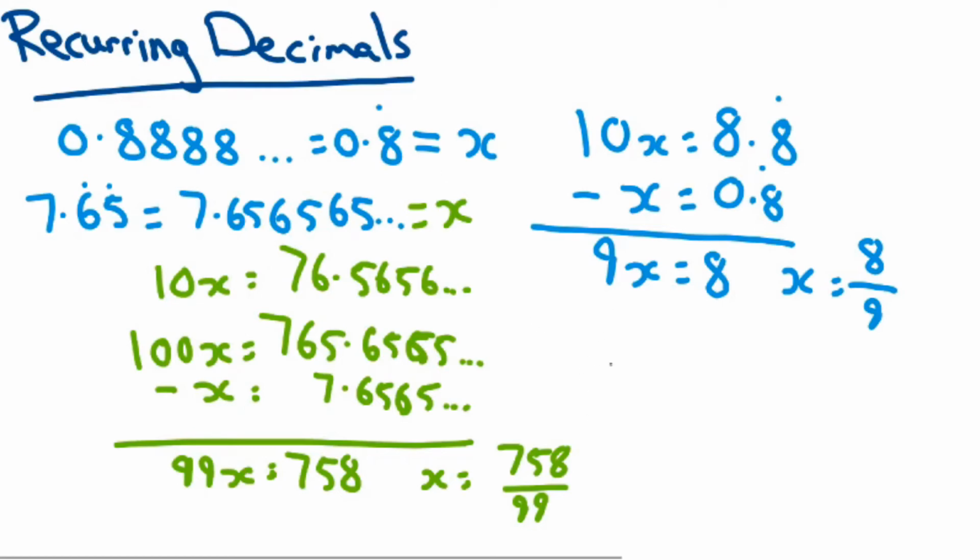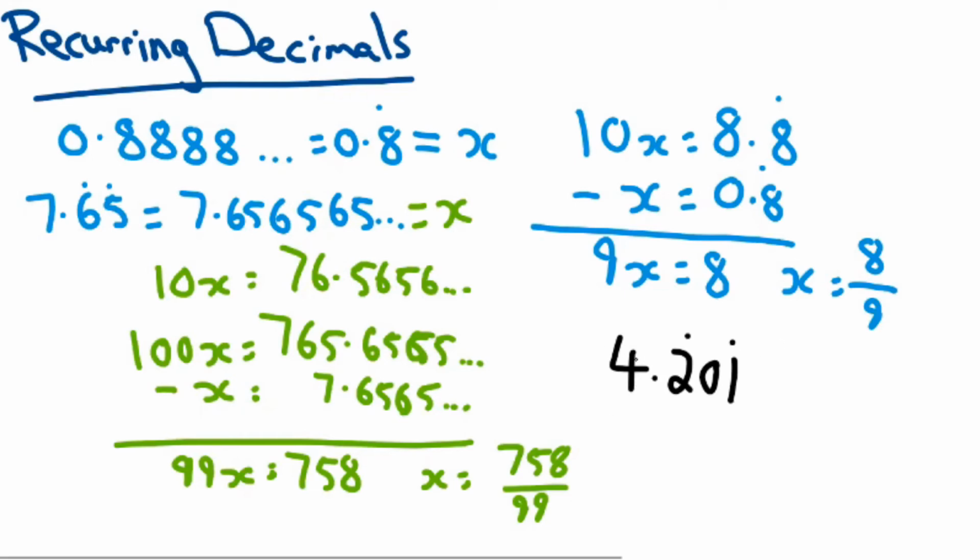What if we had 4.201 and this was all recurring? The 201 is all recurring over again, so 201, 201, 201, so forth. What would that be as a fraction? If you want to pause the video here and just have a go for yourself, and then press play again when you're ready to compare.